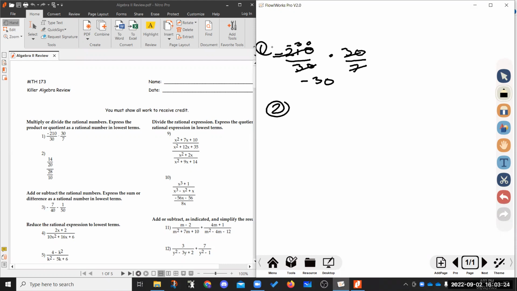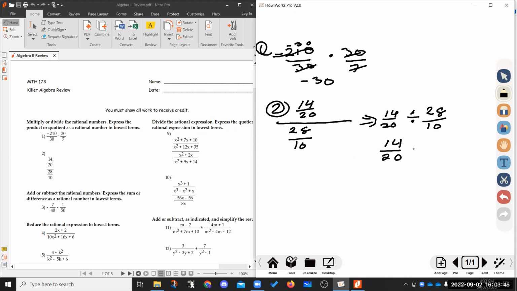Number 2 is 14 over 20 divided by 28 over 10. We're going to rewrite that so we can write it this way with multiplication: 14 over 20 times 10 over 28. 14 goes into 28 2 times. 10 goes into 20 2 times. A half times a half is a quarter.